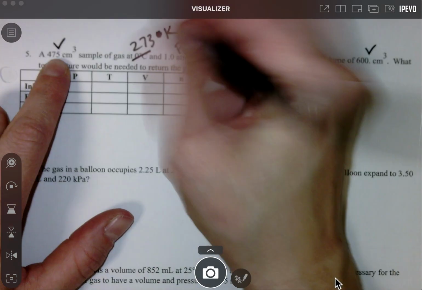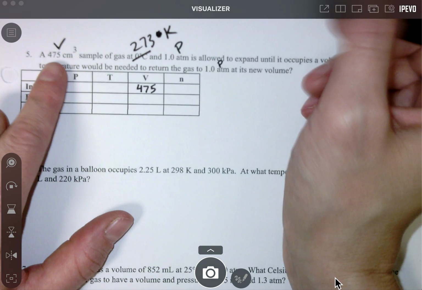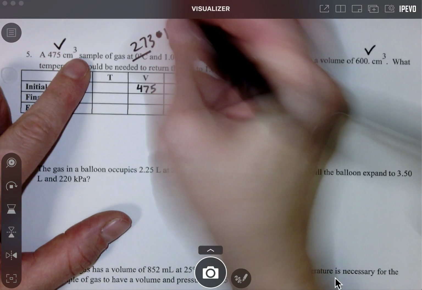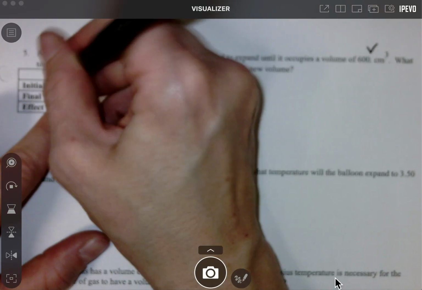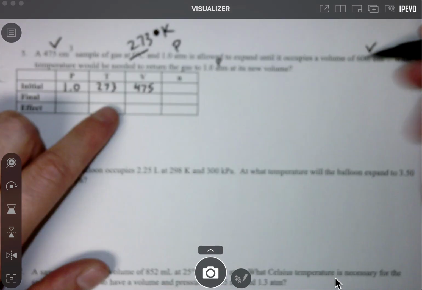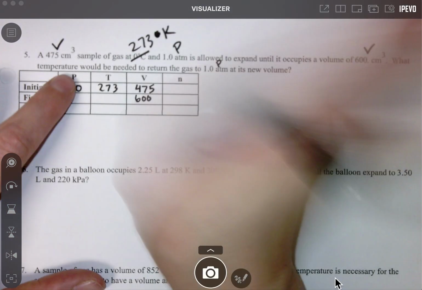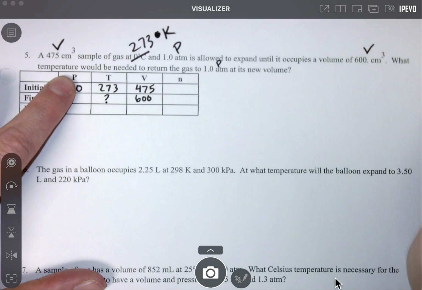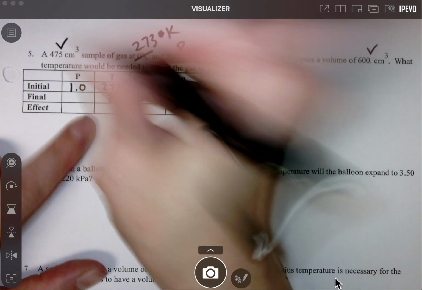Okay, so we can see that we have 475 for our initial volume, and our initial temperature is 273, and our initial pressure is 1. So it's allowed to expand to 600 centimeters cubed, so that's our new volume. What's the temperature? So question mark there. Would needed to return to 1 atmosphere?